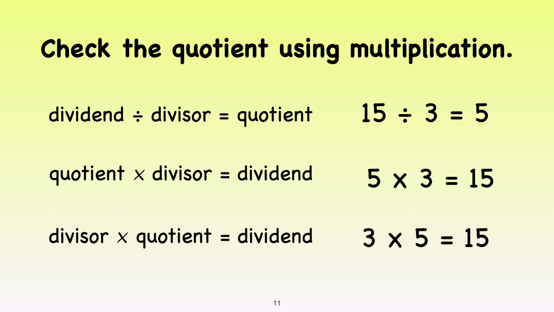If your division came out evenly, then you can check your quotient using multiplication. If 15 divided by 3 equals 5, then 5 times 3 should be 15, or 3 times 5 should be 15.